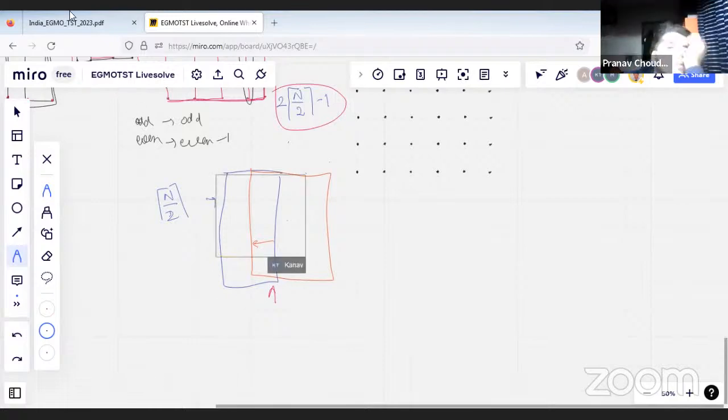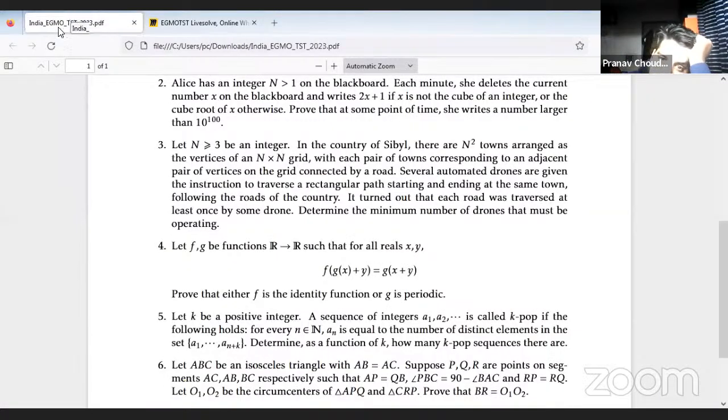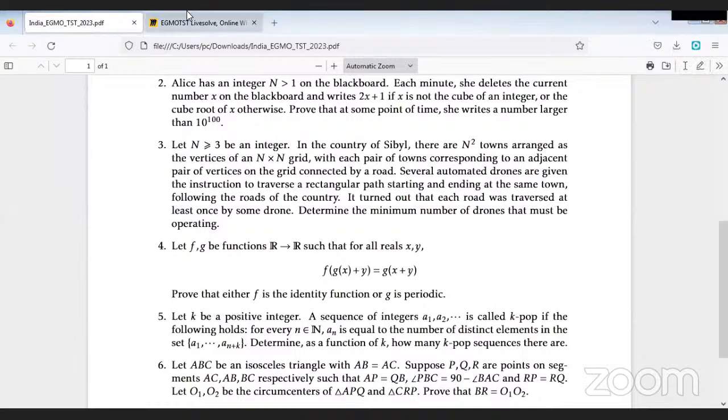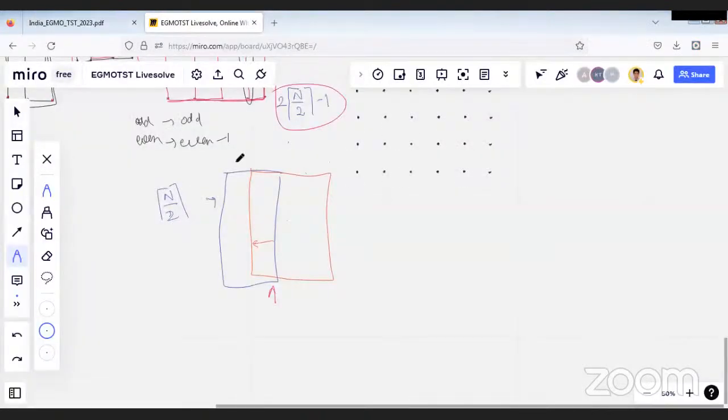This is like the hardest problem on the test. Way too good. What?